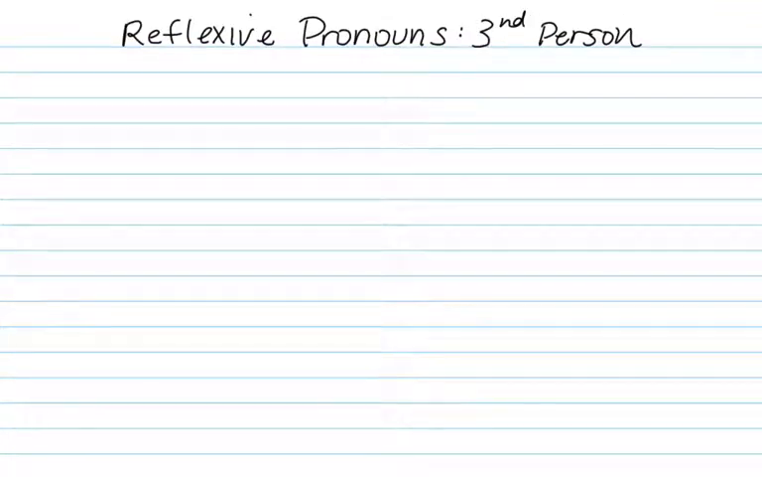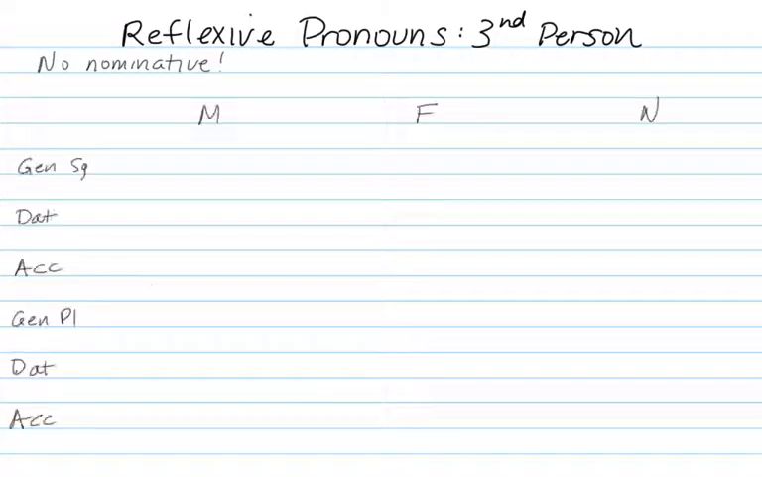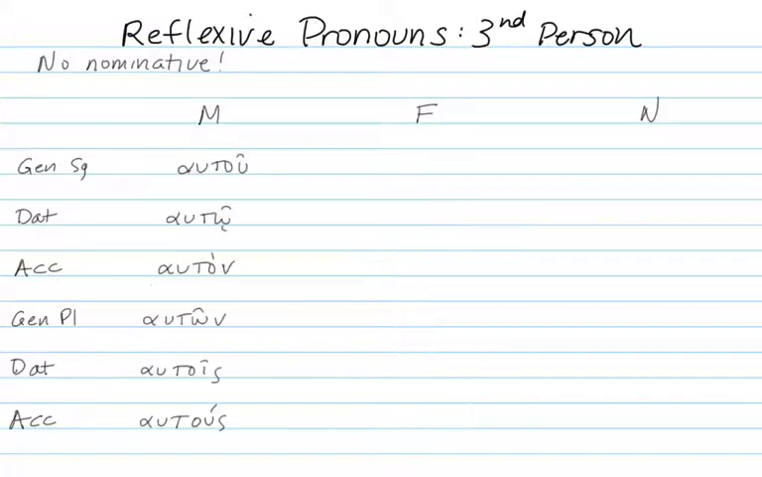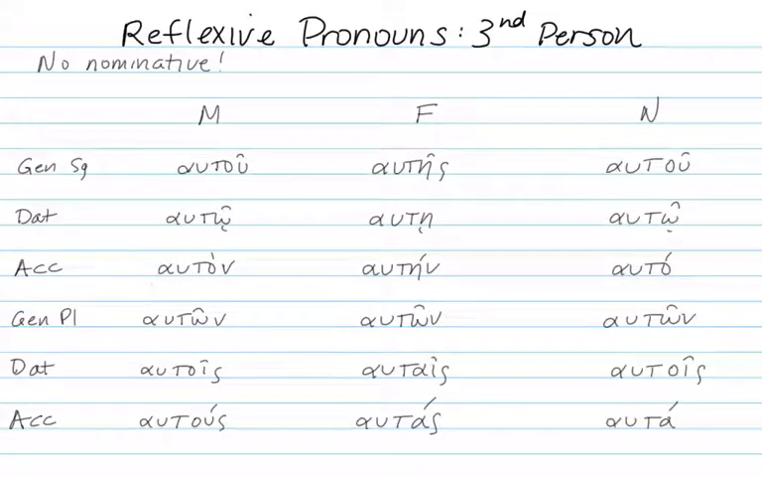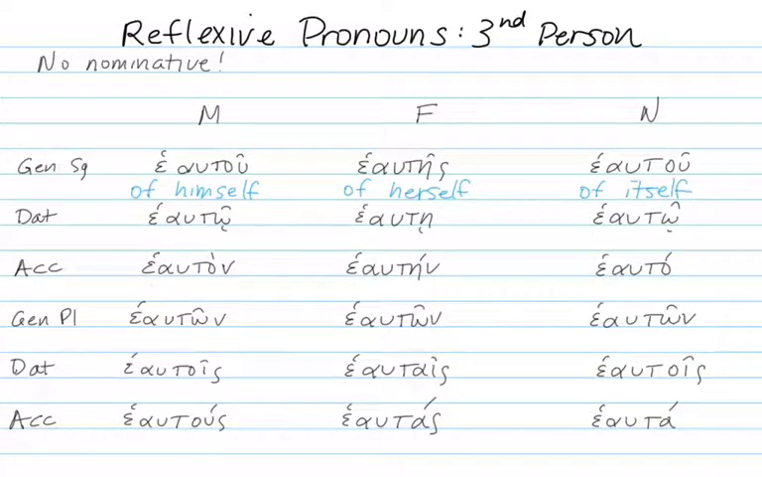Last up, let's look at the reflexive pronouns in the third person. Still, there is no nominative, so we're going to look at genitive, dative, and accusative only, masculine, feminine, and neuter. We're going to take the version of auton and decline it for masculine, feminine, and neuter. And then we're going to add to all of them the prefix he. There you go, he. And then these translate, the masculine are all going to be some kind of himself. So of himself, etc. Feminine, of herself.